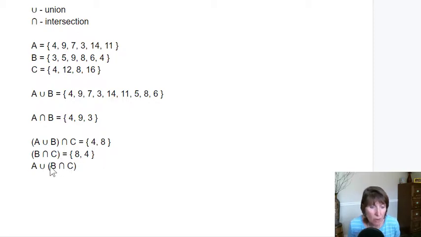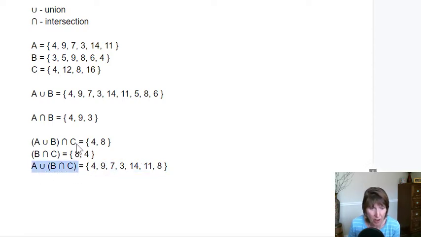Now if we do this set, right, which is 8 and 4, and we do the union with A, let's see what that looks like. Remember what the union is? It's all the elements in both sets. So it's all the elements in A plus the elements in B intersection C, and then we can get rid of the duplicates if we want. And so the 4 is one of the duplicates. So this is A union B intersection C with parentheses in this order.